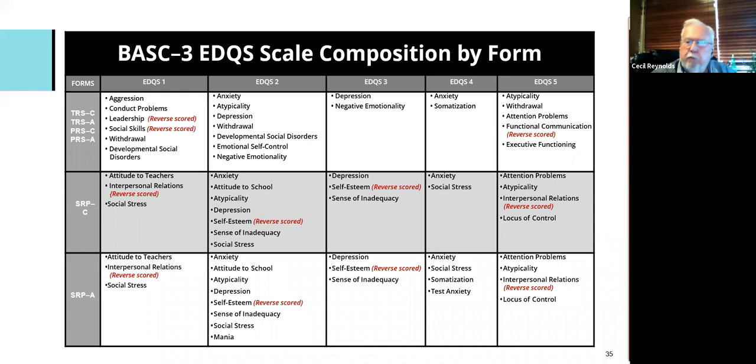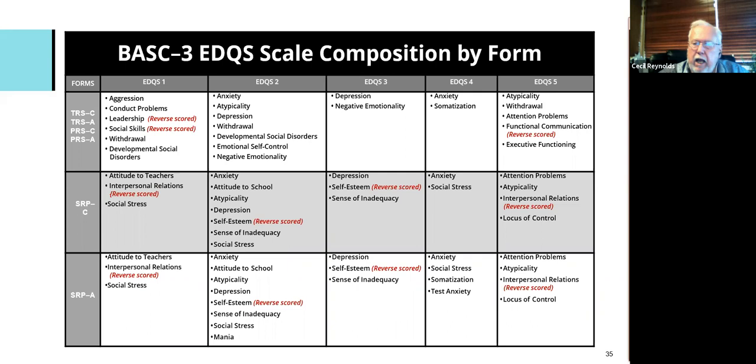And the content of all of those scales matches up really well to the first criteria for ED listed in the federal definition. And then you can scale down and see for the SRP child and the SRP adolescent which scales are included. We did not go to the individual item level with this as we did the probability indexes. We went with scales. And so the EDQS are a rescaling of a composite score. So we sum the T scores for each of the scales listed in each of these boxes, according to which of the ED criteria we're looking at and which form you're looking at. We sum the T scores of these and then rescale that to a new T score.